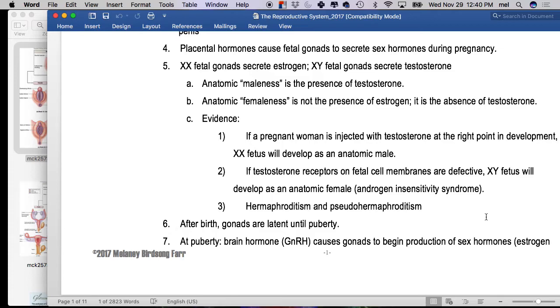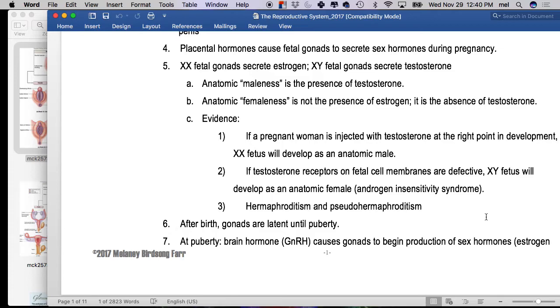It's the presence of testosterone, and specifically the presence of testosterone at a certain point in development, that will make you continue your development as a male. So anatomic femaleness is not the presence of estrogen, it's the absence of testosterone, right? So what is the big difference between males and females during development? It's the Y chromosome, isn't it? And the Y chromosome starts all of this, okay?